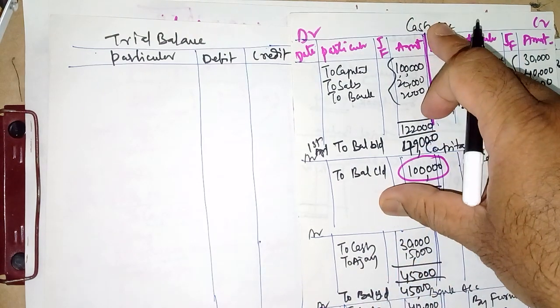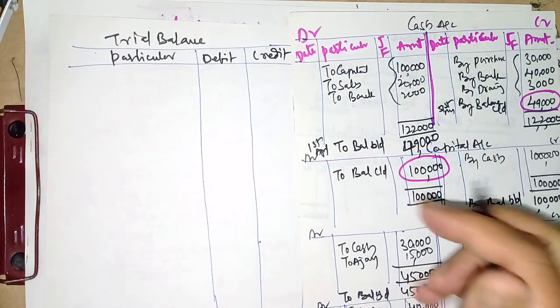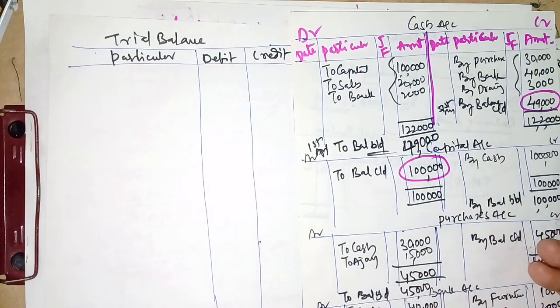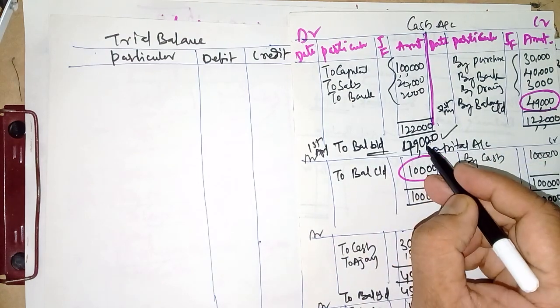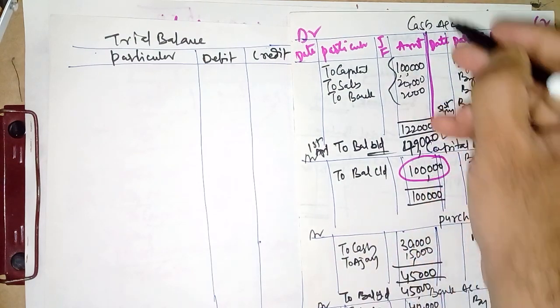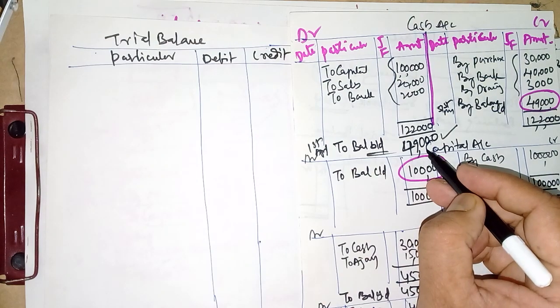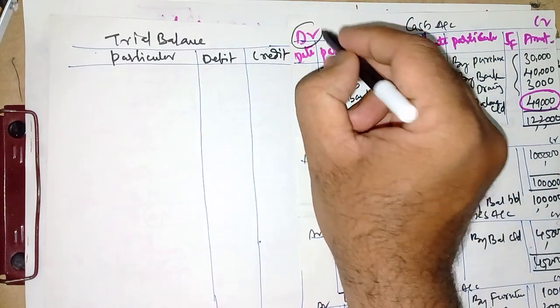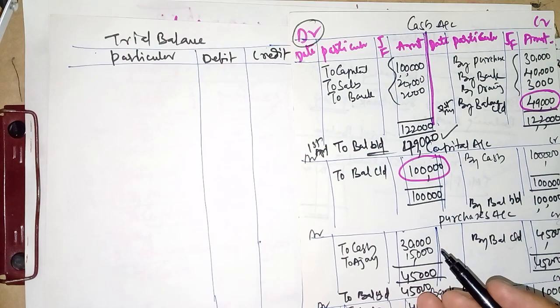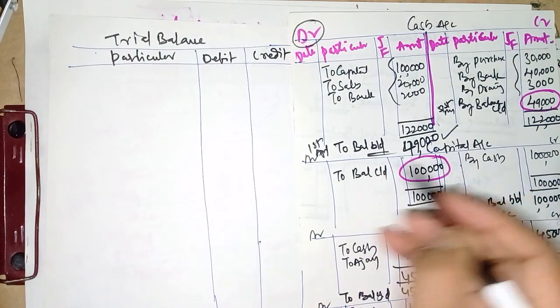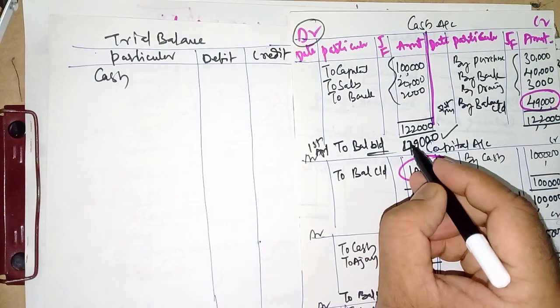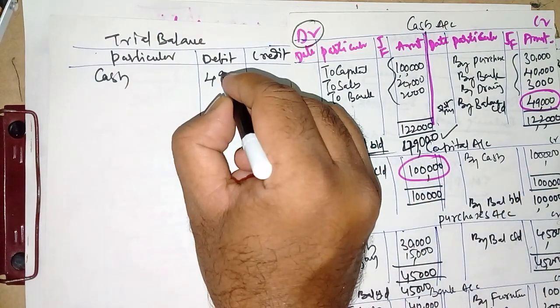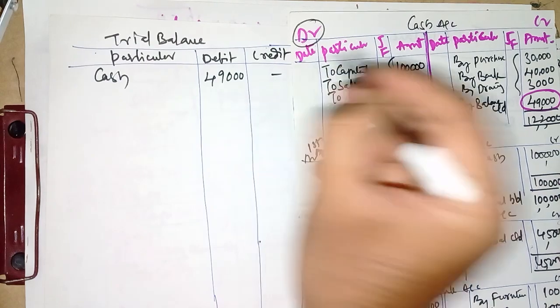Now if you see the cash account, always see the balance brought down that we have written. So balance brought down is 49,000. As I told you, we have a 49,000 cash balance. Balance brought down is on which side? Debit side. Hence we write cash on the debit side, 49,000.